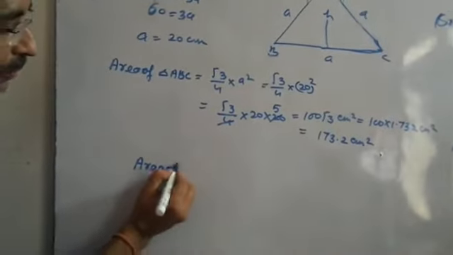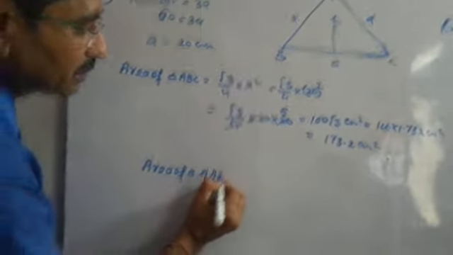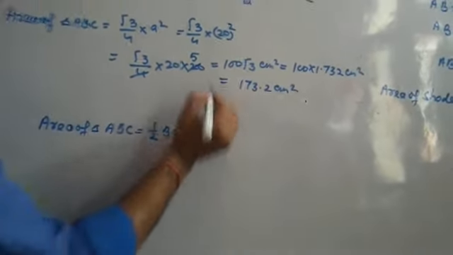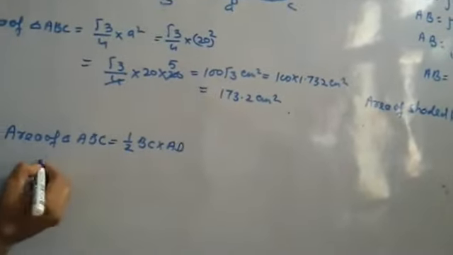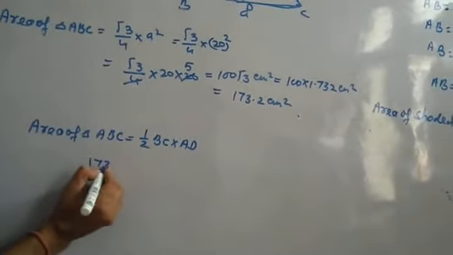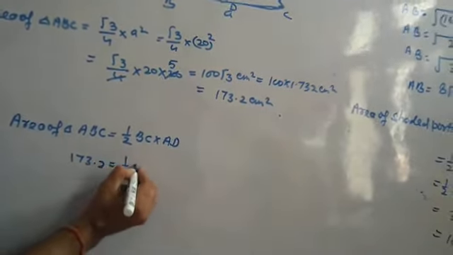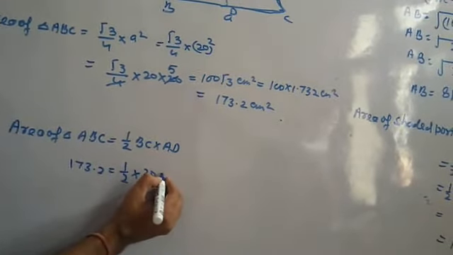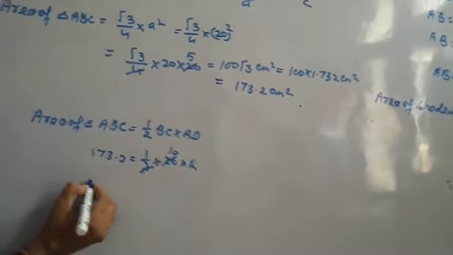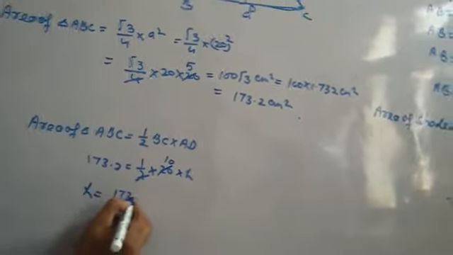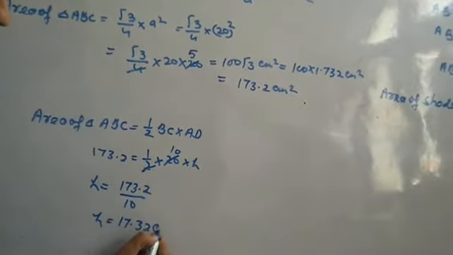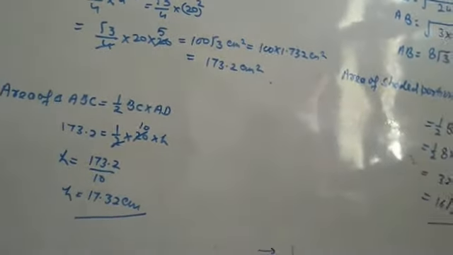Area of triangle ABC equal to 1 by 2 BC into AD, that you can say 173.2 equal to 1 by 2 into 20 into H. Then H equal to 173.2 by 10, H equal to 17.32 centimeter. This is the answer of the question.